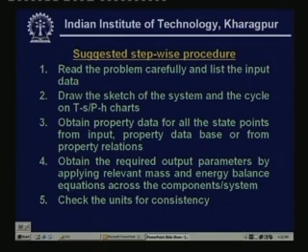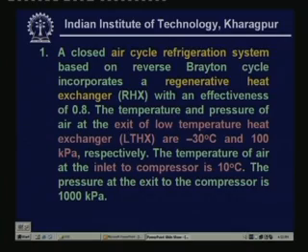So, if you proceed in a systematic manner, solving these problems will be very easy. Okay. So, systematic procedure is always better. So, now let us go to some of the typical problems. The first problem is on air cycle refrigeration system.